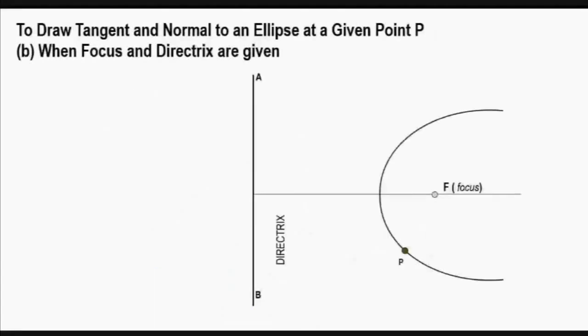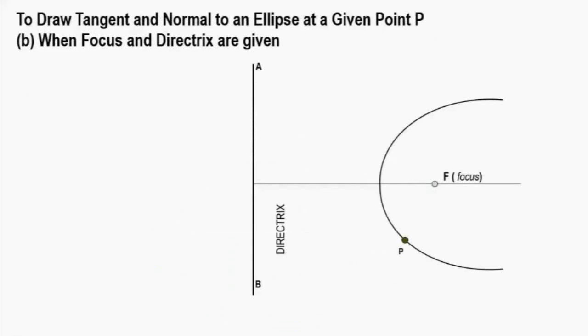Now in the second method, when focus and directrix are given, an ellipse is given to us, focus is given to us, directrix is given to us, and any point P on the ellipse is given to us. This is the second method. If F1, F2 are given, we have seen the procedure. Now F1, F2 are not given, only one focus is given and the directrix is given to us. And of course the curve is given to us.